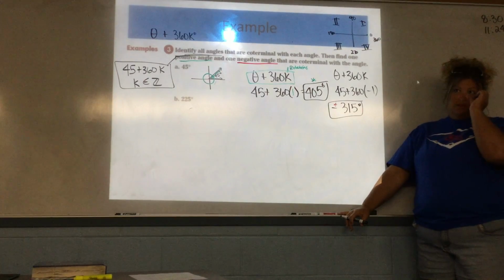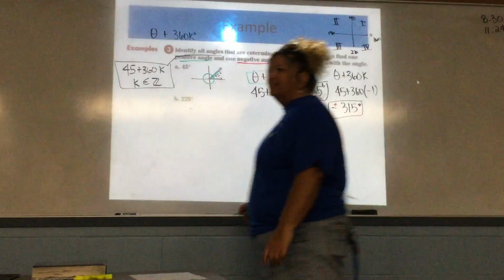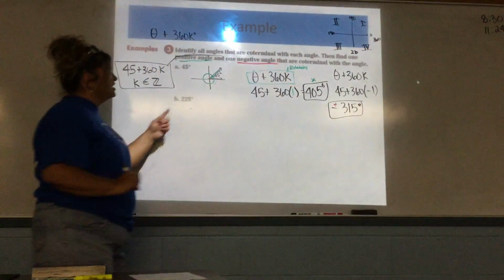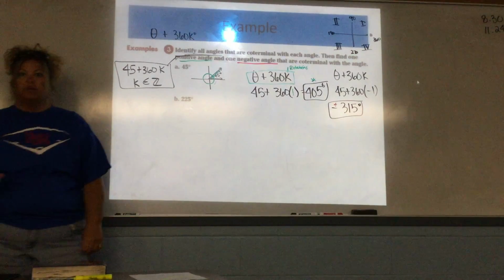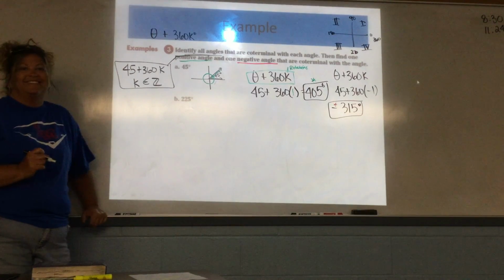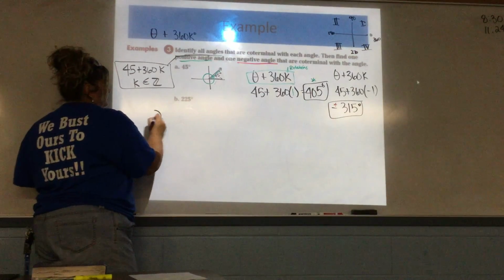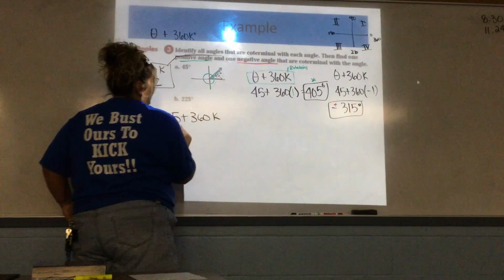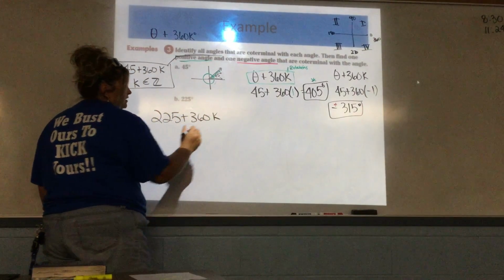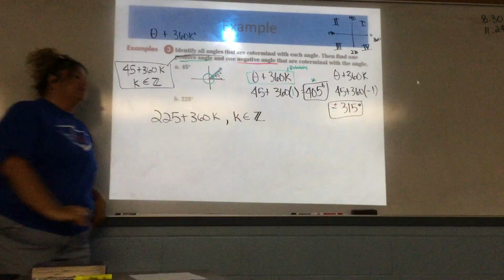All right, so let's do this next one. Now that we kind of understand what's going on, how do I find the infinite amount for this one? What would I put? 225 plus 360k. Good. What's important about k? K is an integer. I don't know how many rotations I have. Good. K is an element of the integers.